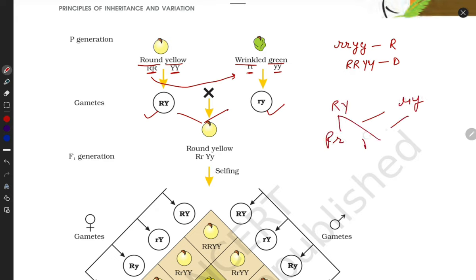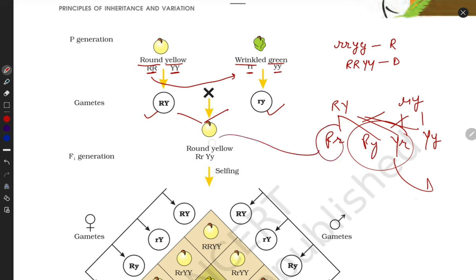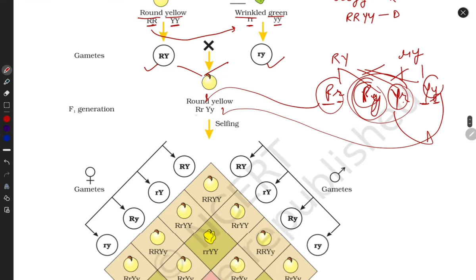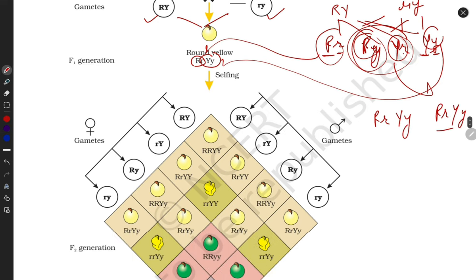Look here. When we cross, you have to remember that you have to remove this part and take this and this. Because R, R, Y, Y: one dominant character, one recessive. One dominant, one recessive. But they are R and Y, y and r, different, different. Okay, now let's begin. Cross between them. Now, what did you get? You got these four gametes.